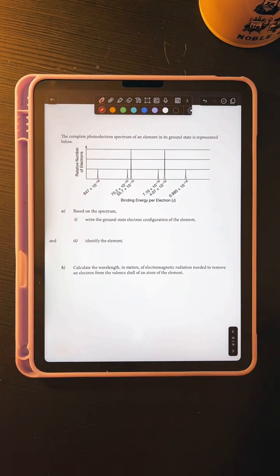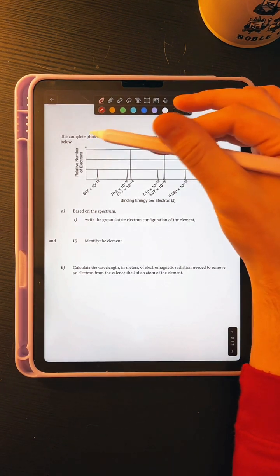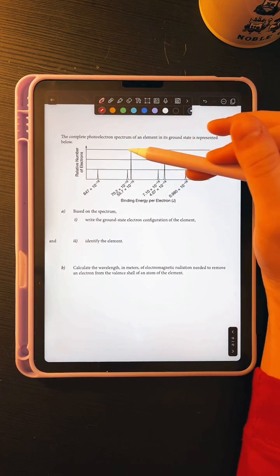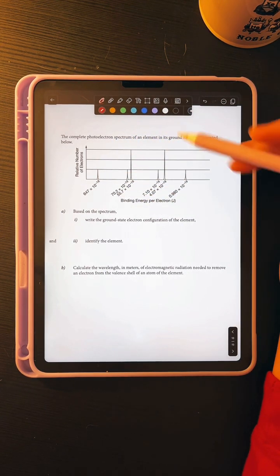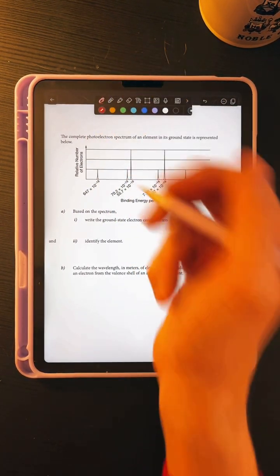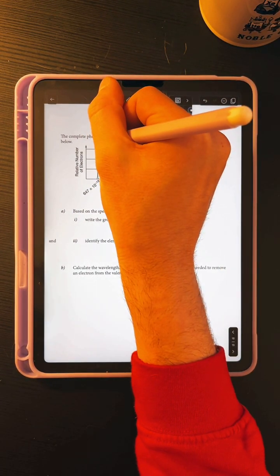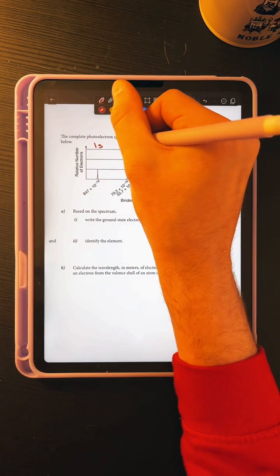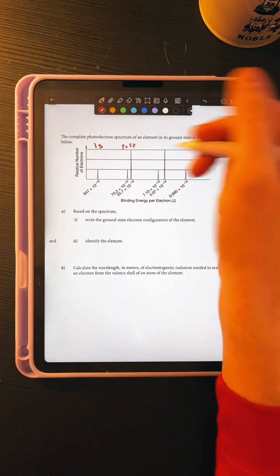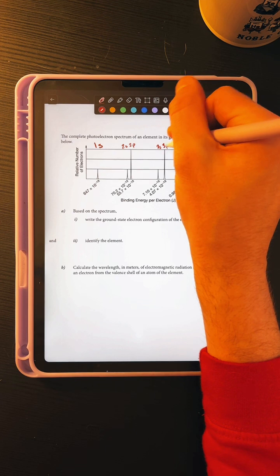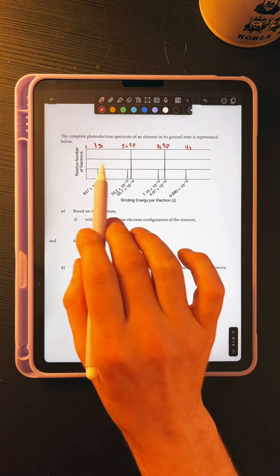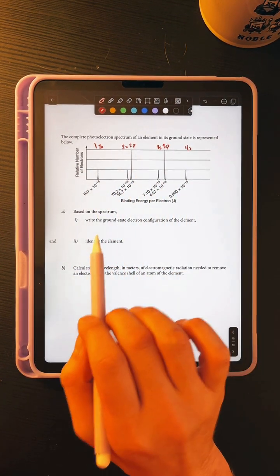So number 4 on the free response. The complete photoelectron spectrum of an element in its ground state is represented below. So we have this photoelectron spectrum. Now remember, we always start with 1s, and then we continue going elsewhere. So 1s here, then we have a 2s and 2p, then we have 3s and 3p. This is all from the orbitals, and then we have 4s there. So those are just the peaks, the different orbitals.